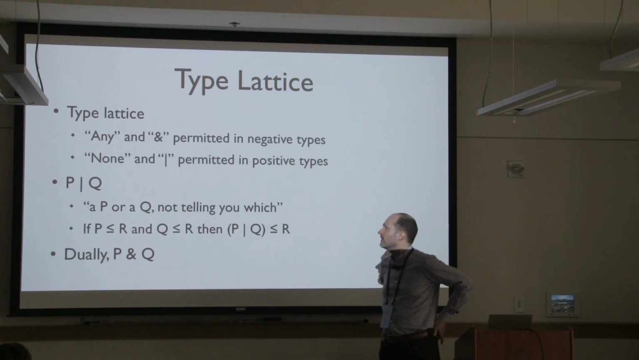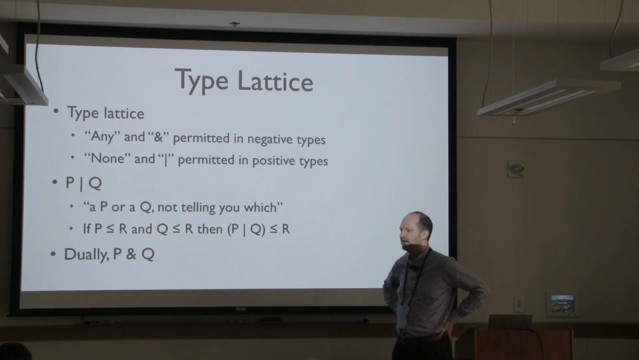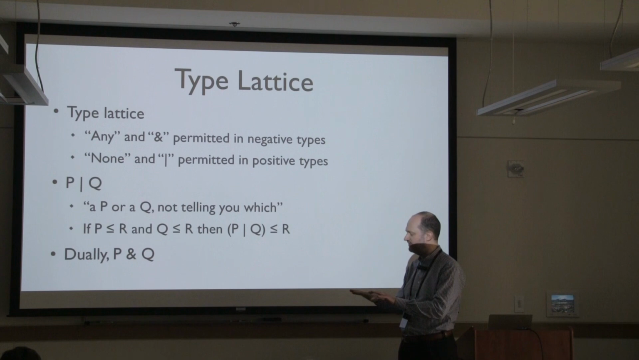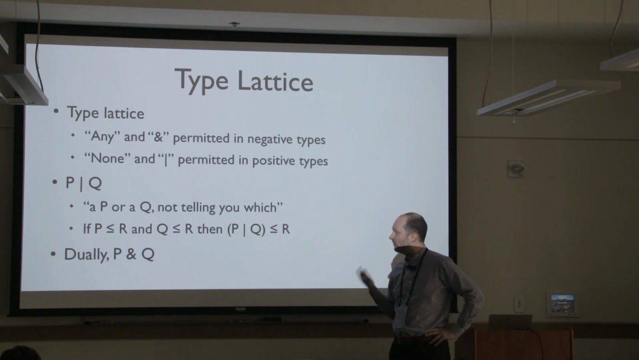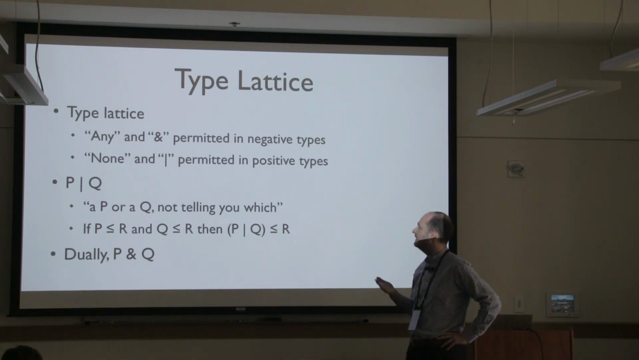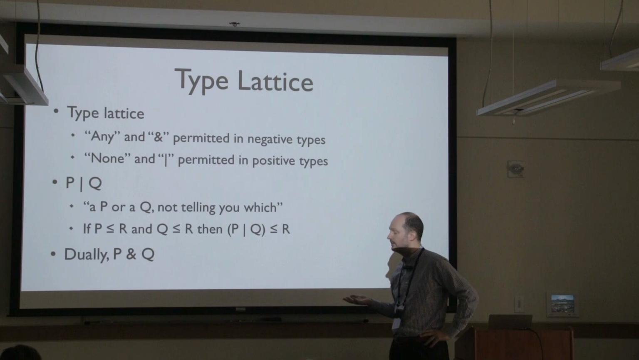So Dolan typing has these lattice-like type operators. There's a negative type called any. Remember, negative types are expectations that say, I don't care, I'll accept anything there. If you have two negative types, P and Q, then P and Q is a negative type. And dually, there's a positive type called none, and P or Q is a positive type.